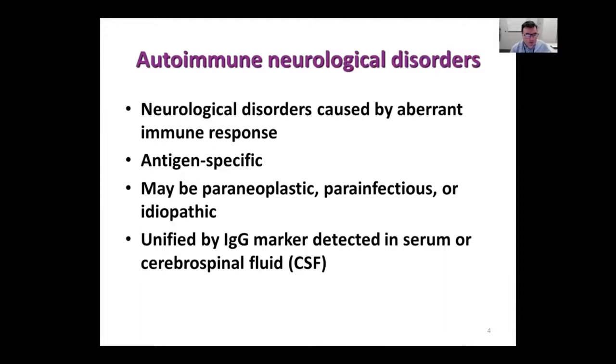So autoimmune neurological disorders in general are caused by an aberrant immune response against particular antigens or epitopes, proteins in the nervous system that may be triggered in the context of cancer, that we call paraneoplastic, sometimes in the context of infection, parainfectious, or sometimes can be idiopathic. And these autoantibodies are unified by IgG markers detected in the serum or the spinal fluid.